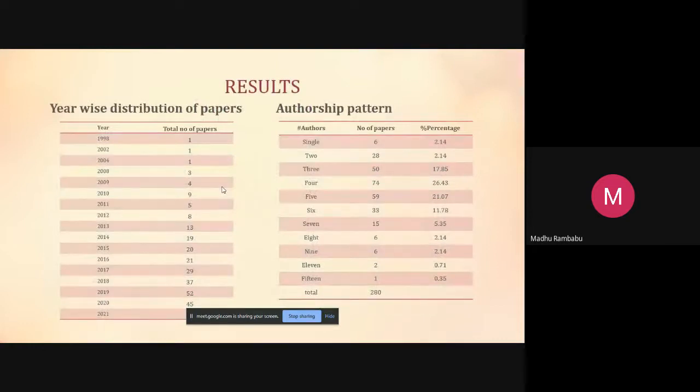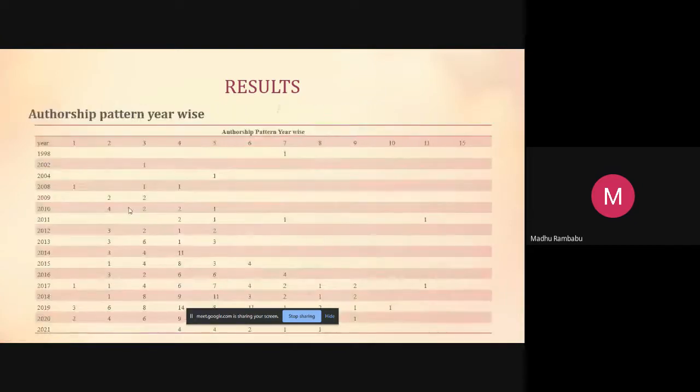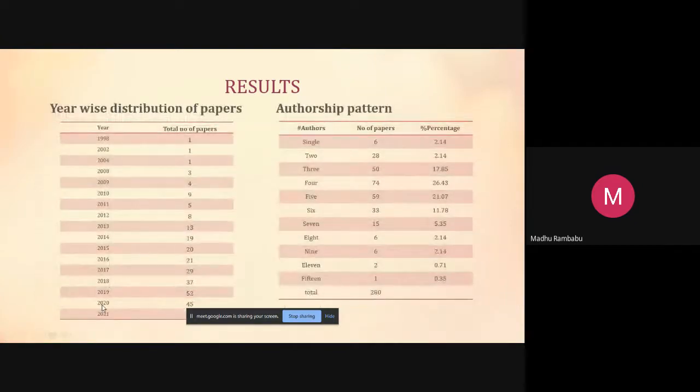And these are the results we get. Year-wise distribution of papers. These are from Scopus data. In 1998, only one paper belonging to biobitumen was published. And in 2021, and 2020, 45, 2019, 52, and the highest is in 2019.